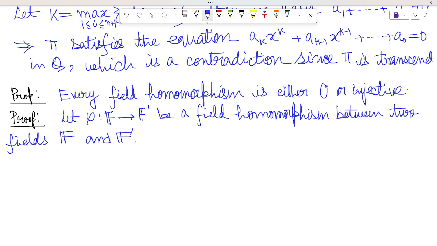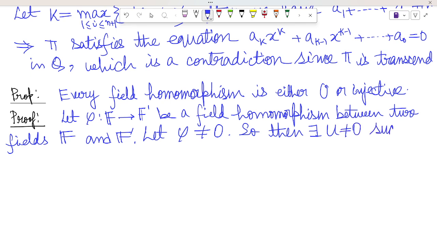F dash, let phi be non-zero. Then what is the kernel of phi? Then there exists u not equal to 0 such that phi of u is non-zero. That is the non-zero map. Now what is the kernel of phi?